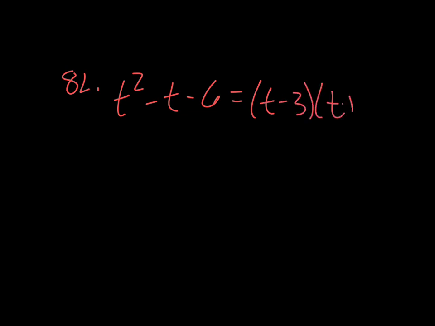It's T minus 3 and T plus 2. T minus 3 and T plus 2. So factors of -6 that add to give you -1. Negative 3, positive 2. So you don't have to go through all that. That's what it would be if you FOIL that out.